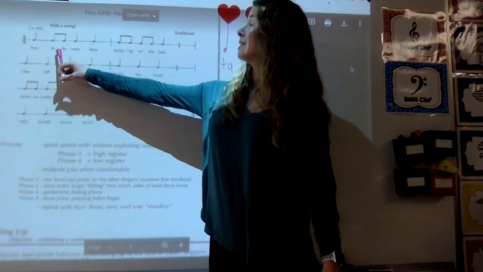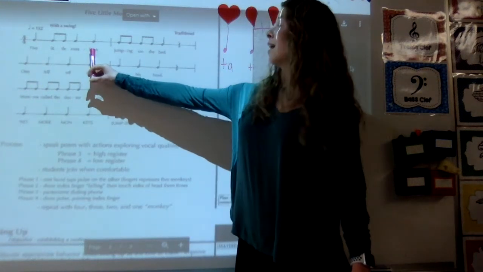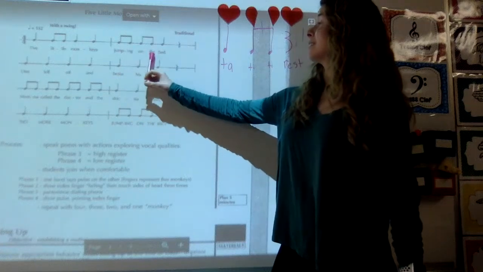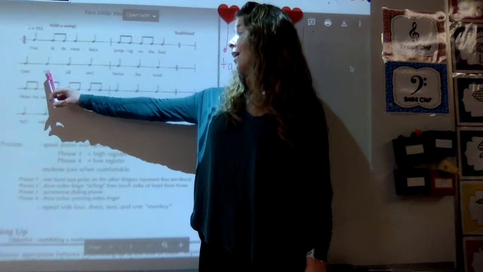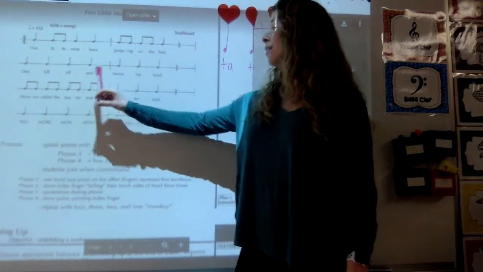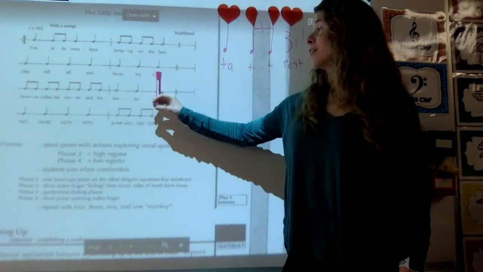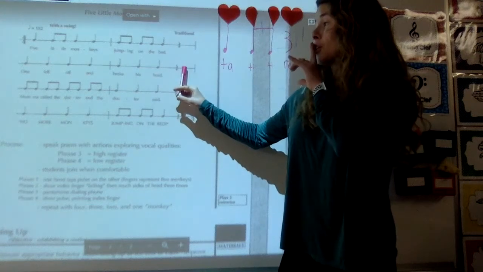Ta, ti, ti, ta, ta, ti, ti, ti, ti, ta, shh, ta, ta, ta, ta, ta, ta, ta, shh.